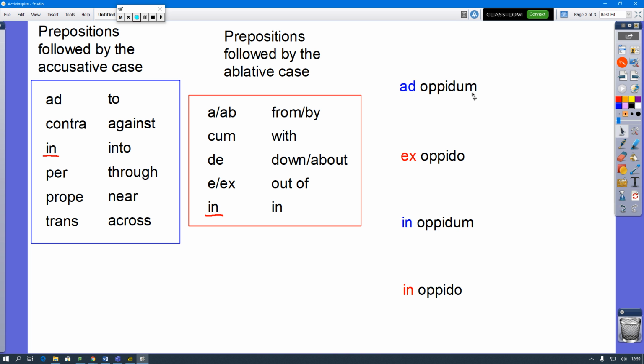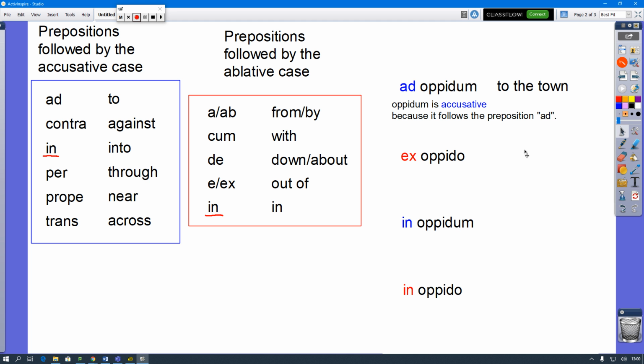When, therefore, I have this phrase ad oppidum, it means to the town, and I can say that oppidum is accusative because it follows the preposition ad. We've met the accusative before because it's also the case we use for the object. So we do need to be careful that when we see ad oppidum, we don't mistake oppidum for the object of the sentence.